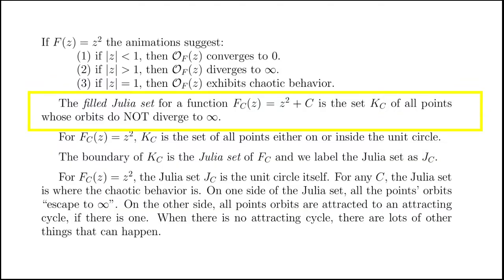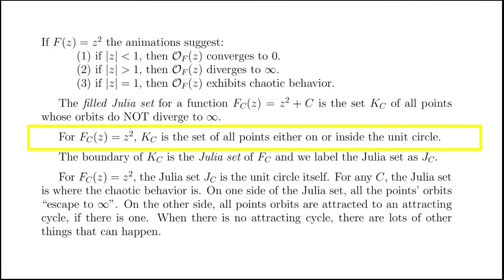A quick introduction to Julia sets, Part 3. Here's a definition. The filled Julia set for a function f sub c of z equals z squared plus c is the set k sub c of all points whose orbits do not diverge to infinity. For the function f sub c of z equals z squared that we've just been looking at, the filled Julia set k sub c is the set of all points either on or inside the unit circle.